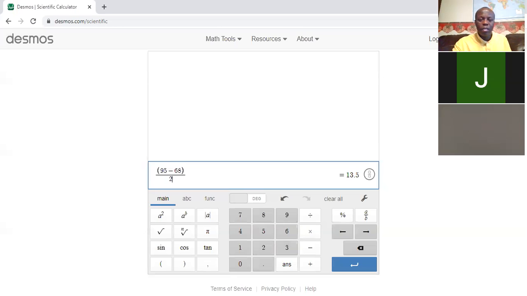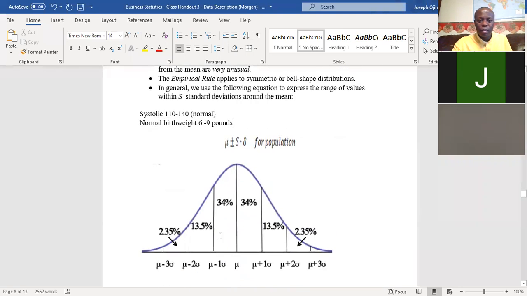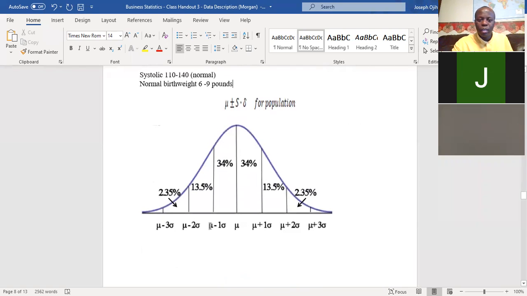And that you can see why we have 13.5% here and 13.5% here. That's what I mean from this point all the way to this point. If you add them all together, you get 95. So you can see this is mean minus 2 times standard deviation for the left side, and the right side is mean plus 2 times standard deviation. So you can see that it is the same mean and 2 times standard deviation, except that on the left side it is minus, but on the right side it is plus.